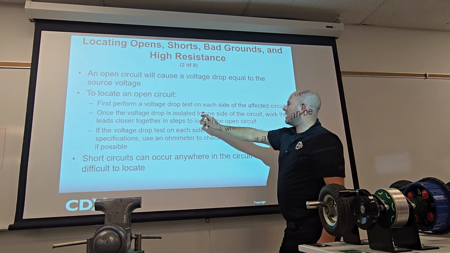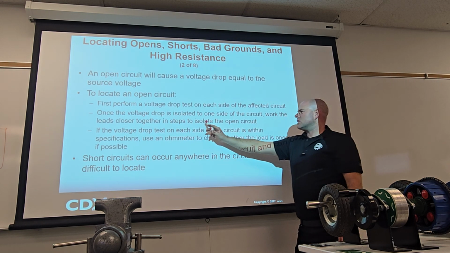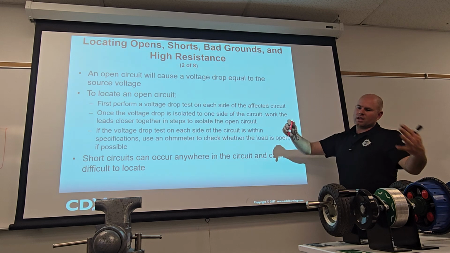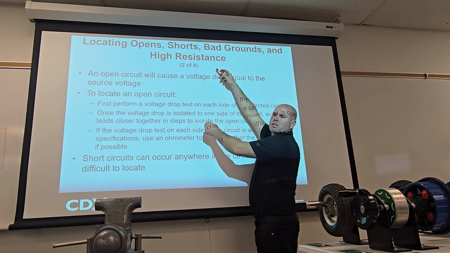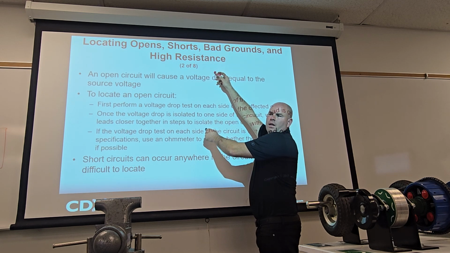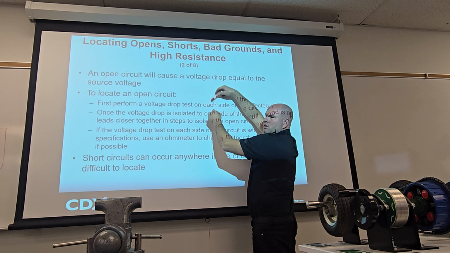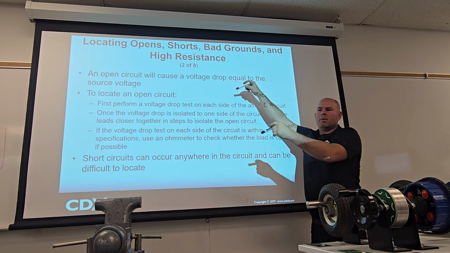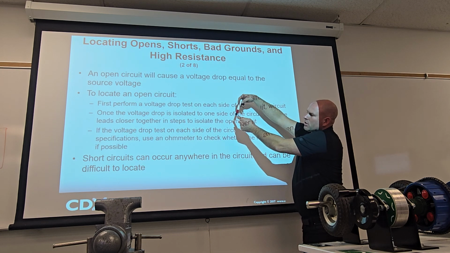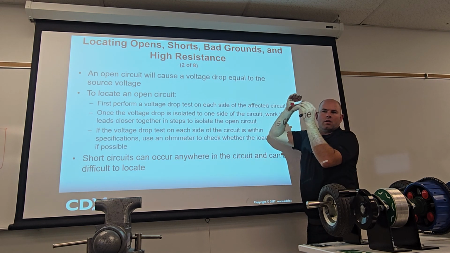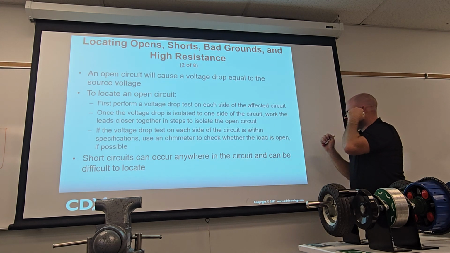Once the voltage drop is isolated to one side, work the leads closer together in steps to isolate the open circuit. So let's just say, remember the positive side had a lot more components? Let's just say the positive side dropped 12 volts. Then you could be like, well, let me check this wire, let me check the fuse, let me check the switch, right? So then you can start picking and choosing. But if you know it's on the positive, then you're gonna have to bring your leads closer and closer together till you find between which 2 points it's dropping. Then you know it's right there.